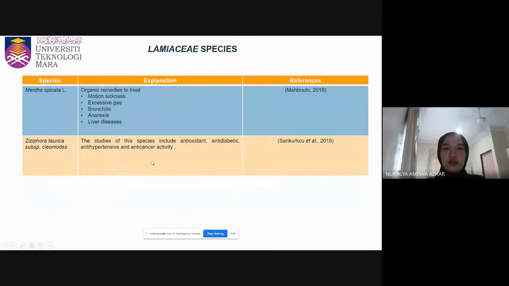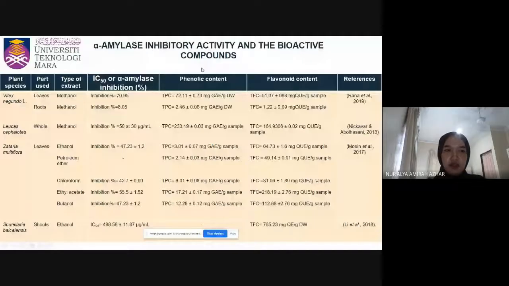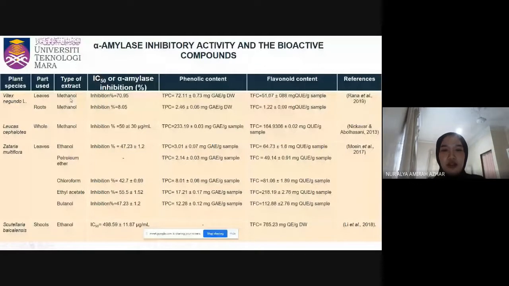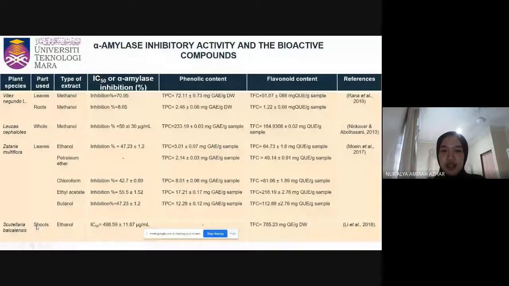Moving on to the alpha-amylase inhibitory activity and the bioactive compounds of the 10 plant species. For the first one, which is Vitex negundo L, it can be seen that it used different parts of the plant, which are leaf and roots, giving a huge difference in alpha-amylase inhibition. It can be seen that root is much lower in inhibiting alpha-amylase when compared to the leaf, and it also happens when comparing the total phenolic contents and the total flavonoid contents. Next is the Scutellaria barcelensis.